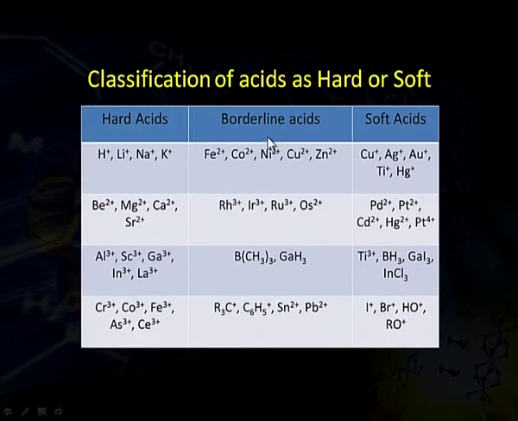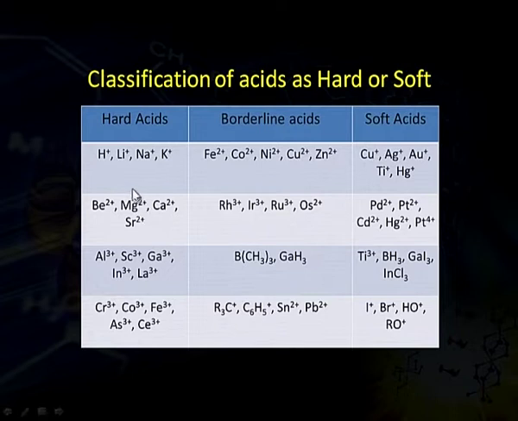Coming to the classification of acids as hard and soft. We have classified acids as hard and soft acids. Apart from these, we also have some borderline acids. These borderline acids are the acids which are neither too hard nor too soft. So, these come under the category of borderline acids.